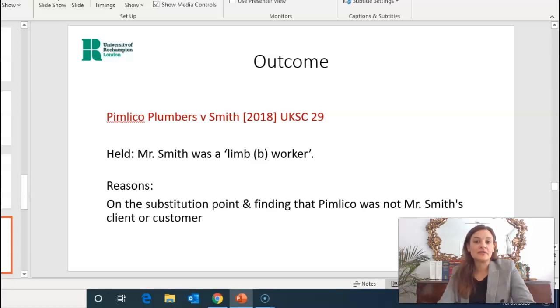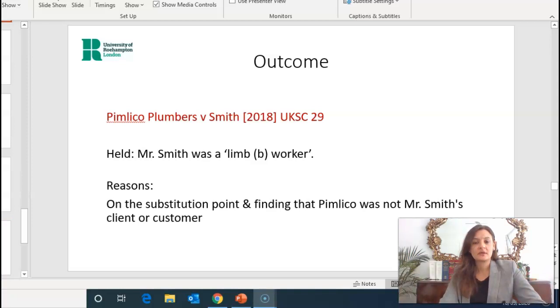And that is the statutory thing about personal service, and how genuine the substitution clause was, and also finding that Pimlico, the company, was not Mr. Smith's client or customer. So if you remember going back to the statutory definition, 230 subsection 3, about the business that they're doing, whether they're part of somebody else's business or they're running their own. Mr. Smith, if he was genuinely self-employed, would be the client or customer of Pimlico.